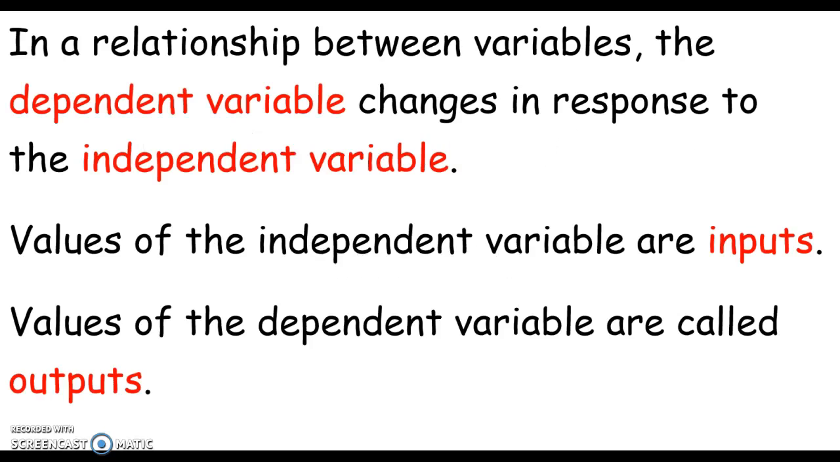All right, so first of all, in a relationship between variables, the variable is what varies. The dependent variable changes in response to the independent variable, right? Which makes sense. The dependent depends on the independent. So the values of the independent variable are the inputs. What goes in is the independent, the input. The values of the dependent variable are called outputs. So what you get out of the problem are the outputs, and those are the dependent variables.